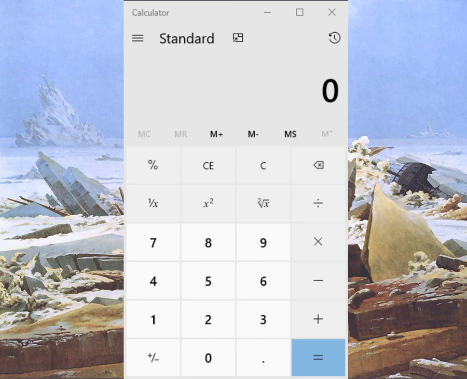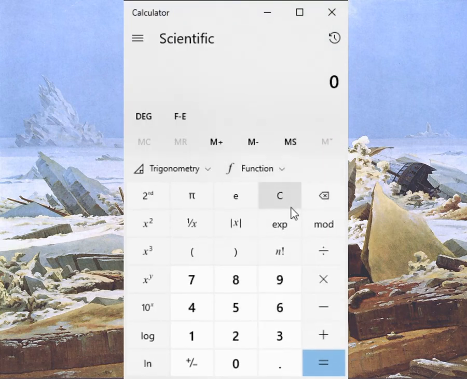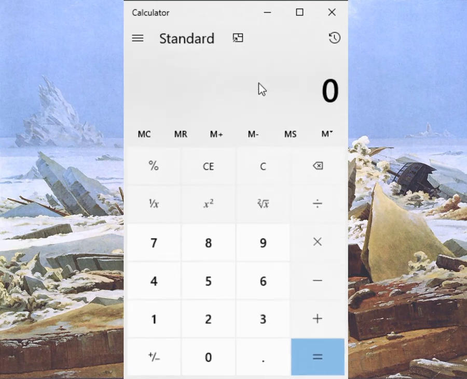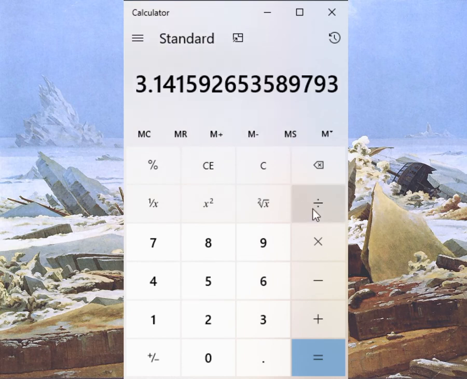Anyway, so let's do a quick review. What is a number base? Well, we normally work in base 10. Let me switch over to scientific. What I'm going to do is put pi in there and store it in memory, and go back to standard, so we have something to work with here. So there's pi.